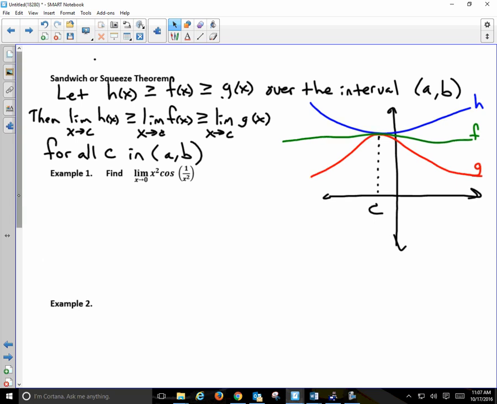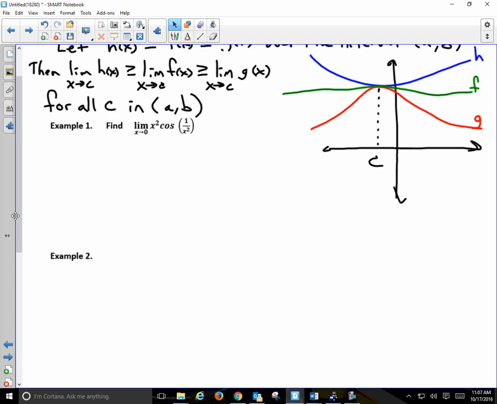So look at an example. You say, how does this apply? It says find the limit as x goes to 0 of x squared cosine of 1 over x squared. Can you just plug in 0 there? No, that's absurd. And I have no idea what the limit is, for crying out loud. How do they want us to do that? You don't even know what the graph looks like. Well, let's create f of x. f of x is x squared times cosine of 1 over x squared.